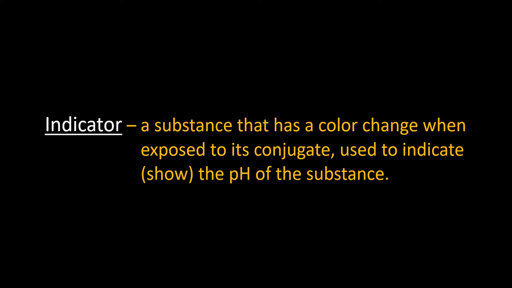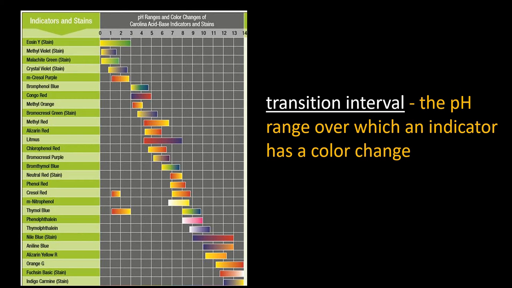Okay? You saw it a little bit when we talked about the litmus paper back at the beginning. However, that is just kind of the tip of the iceberg. There are many different types of indicators, some of which are natural and some of which are man-made.